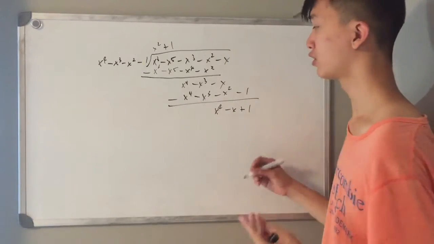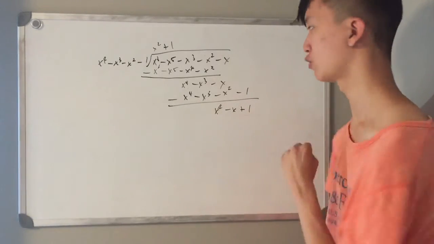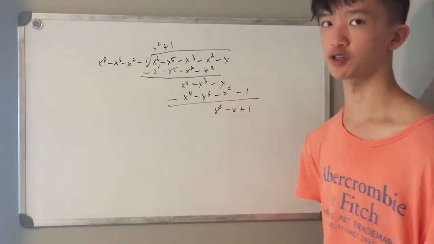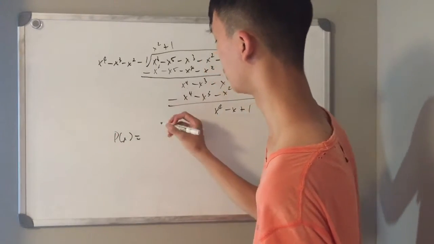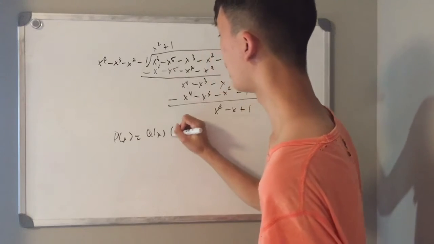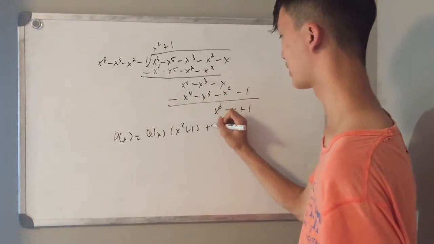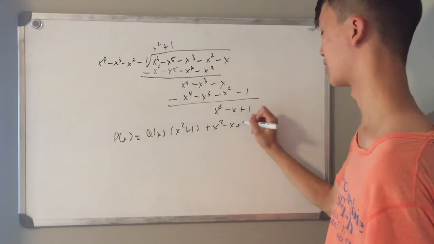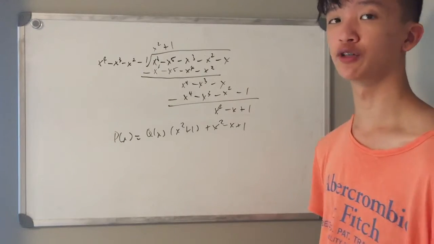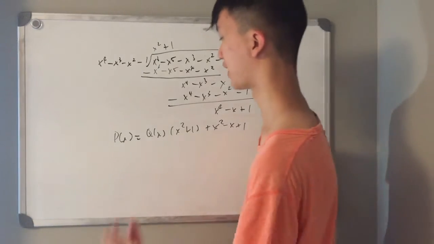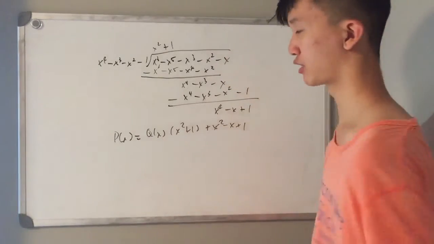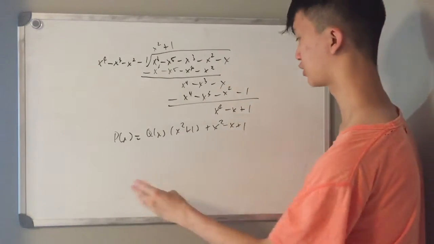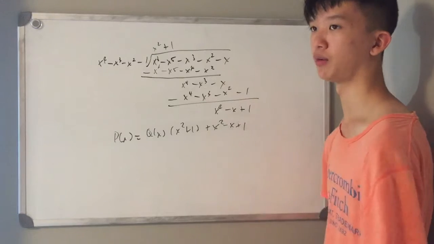Subtracting this will then give us x squared minus x plus 1. And so the remainder when p of x is divided by q of x is equal to x squared minus x plus 1. And so we can write p of x is equal to q of x times x squared plus 1 plus x squared minus x plus 1. And since z1, z2, z3, and z4 are all roots of q of x, that means that q of z1 is equal to 0. And so p of z1 is equal to z1 squared minus z1 plus 1.